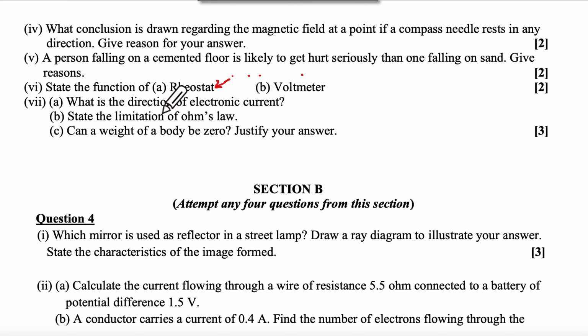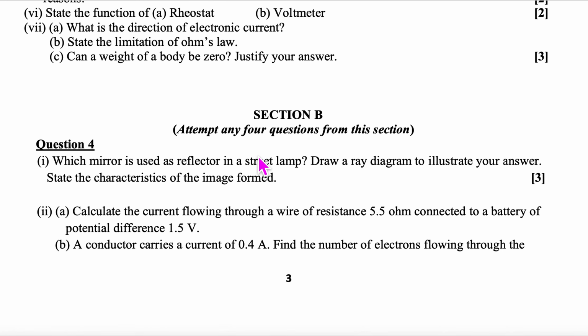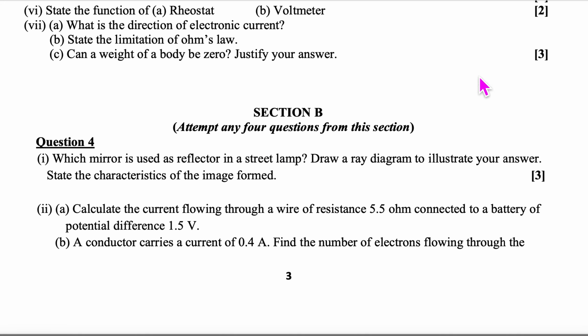Okay? What is the limitation of Ohm's law? Physical conditions like temperature must remain constant. Can the weight of the body be zero? Of course, in space where there is no g, because what is weight? Weight is equal to m into g. Mass cannot be zero because the body will cease to exist, no? But g can be zero. Where is g zero? In the outer space. Correct or no?